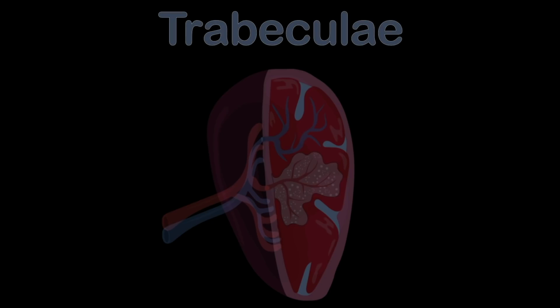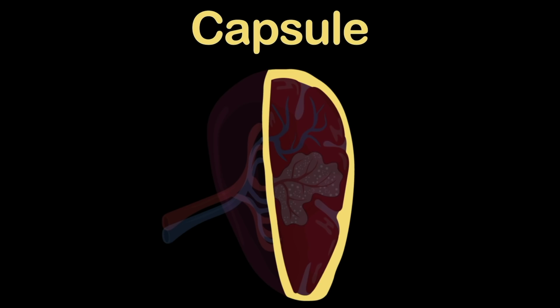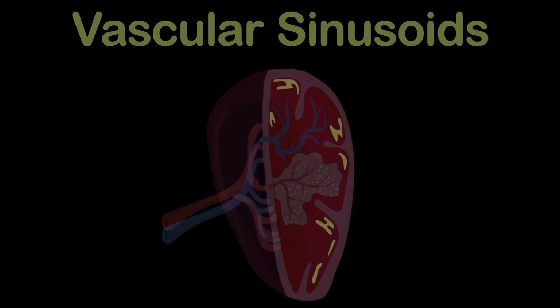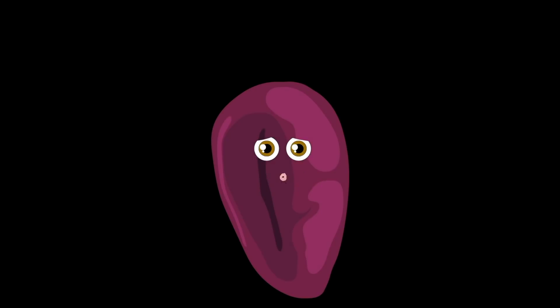The trabeculae of the spleen is the framework within, which is attached to the capsule. It surrounds the spleen and it's thin. Vascular sinusoids are wide vessels that drain into pulp veins. We'll learn how this all works, but first let's sing again.